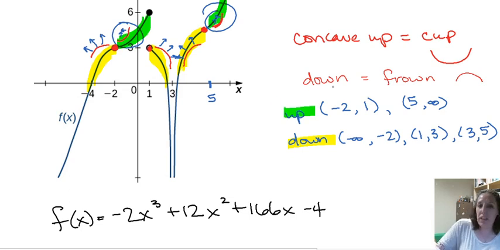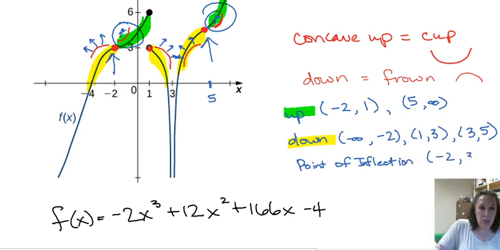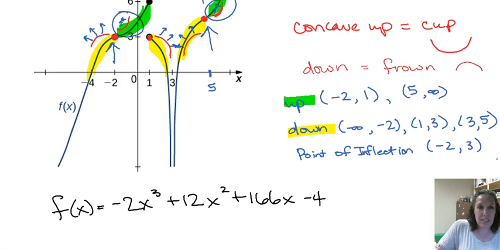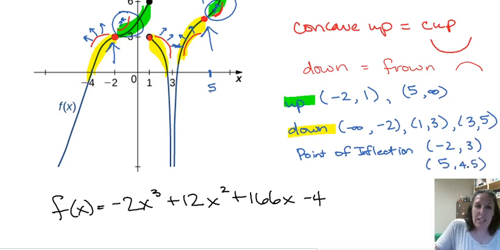And then the point of inflection is where that concavity changes. And so here we've got a discontinuity at 1. And so we don't really have a point of inflection at 1, but we do here at -2 and at 5. So we have a point of inflection when x is equal to -2, it looks like that y value is 3. And when x is equal to 5, it looks like that y value is probably about 4.5. And so those are the points where it changes. So that's looking at a graph.